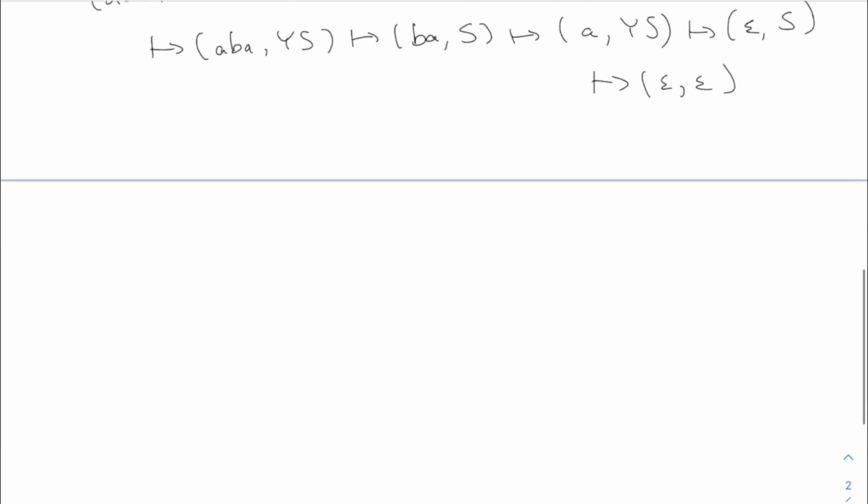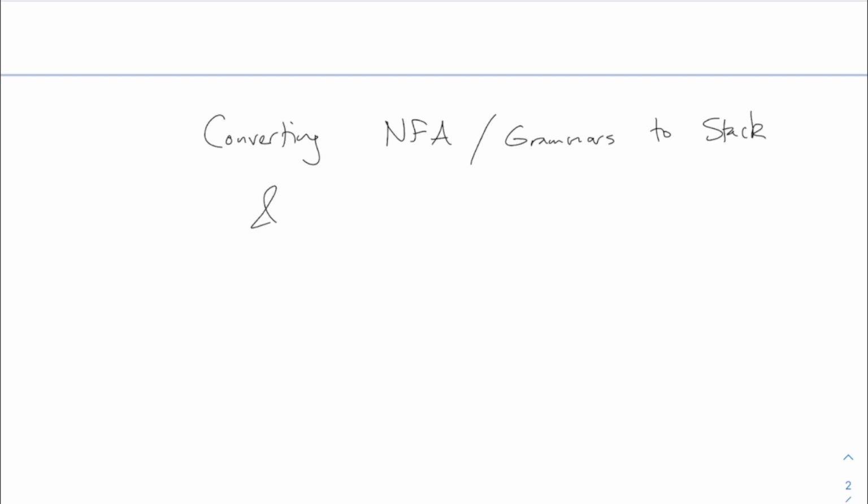So I want to talk about converting an NFA or grammar to stack machines and vice versa.